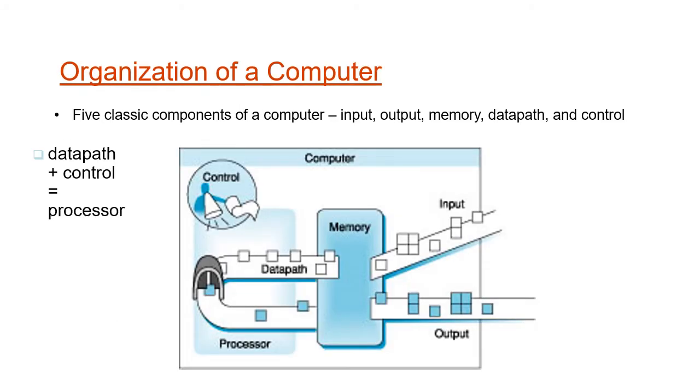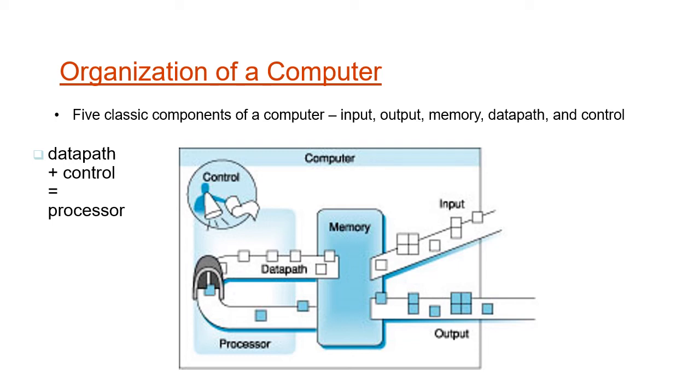Next is the organization of a computer. Mainly, how many parts are there within a computer? Obviously, it will have an input part, an output part, a memory part, and a processor part. The processor can be called the main actor within a computer. This actor has a body and a brain. The body part is known as the data path. The brain part is known as the control unit.